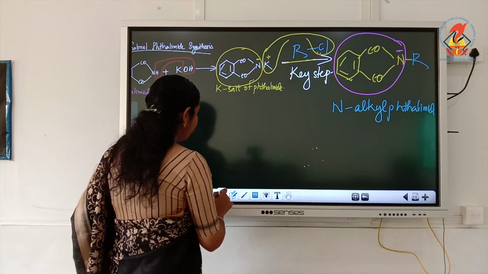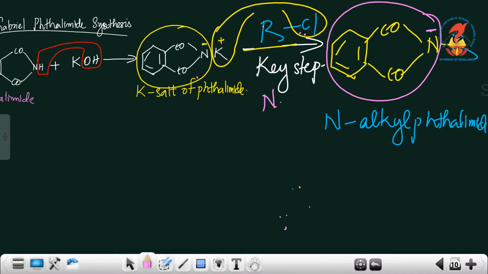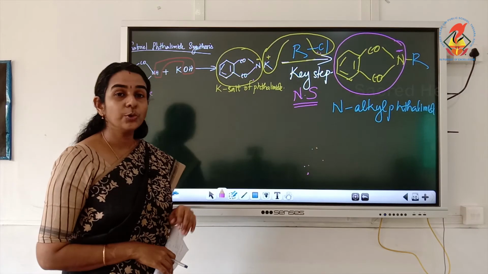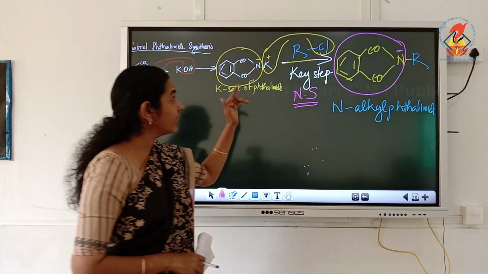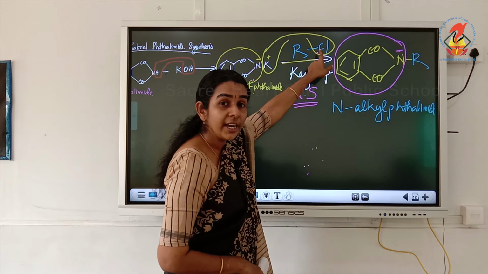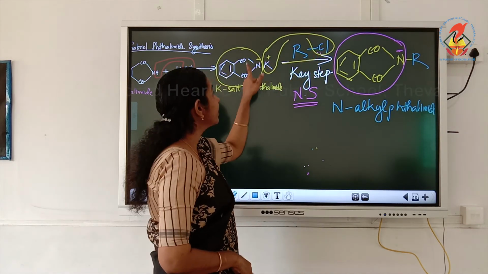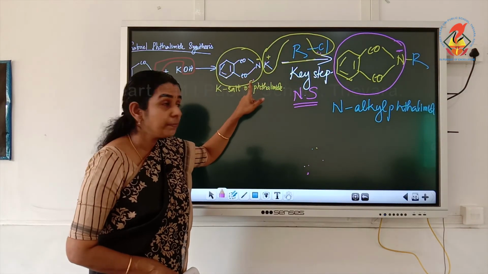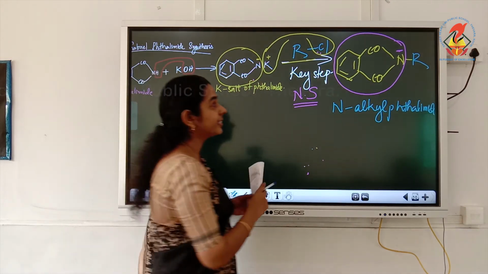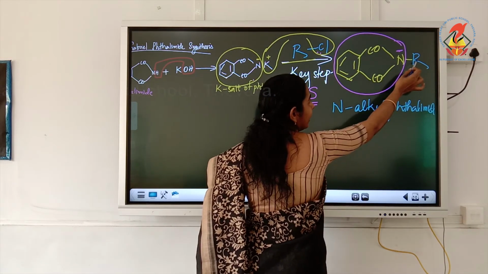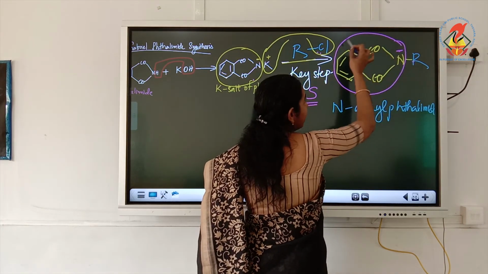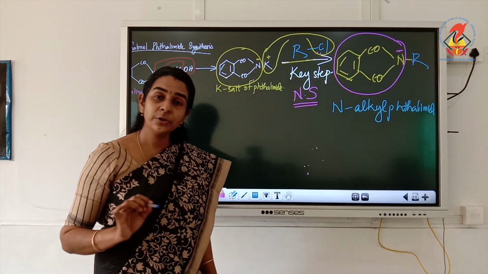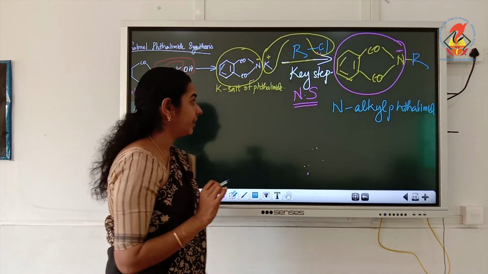So the key step we can call a nucleophilic substitution reaction. What is happening in this nucleophilic substitution? In the key step, there is a nucleophilic substitution reaction in which the halogen atom of the alkyl halide is substituted by the anion of phthalimide. See, RX or RCl, the X or Cl is replaced by this anion, and that anion is known as the anion of phthalimide.